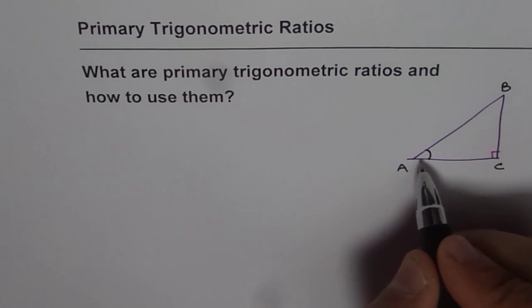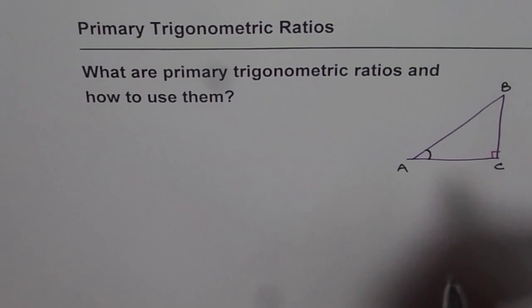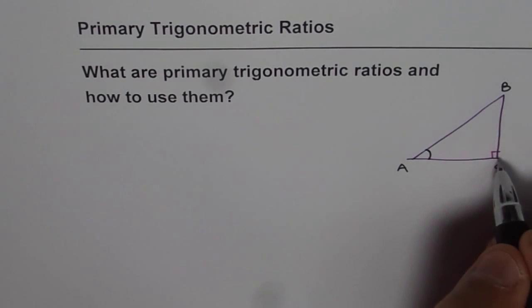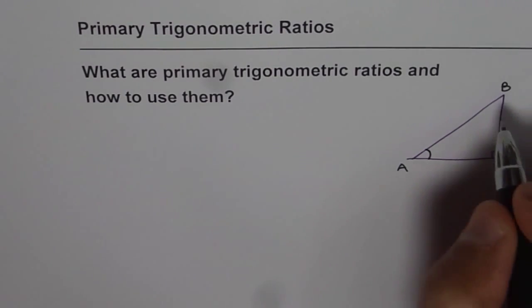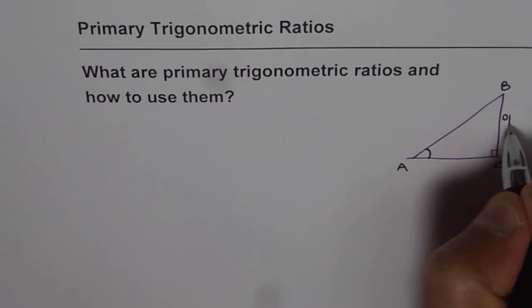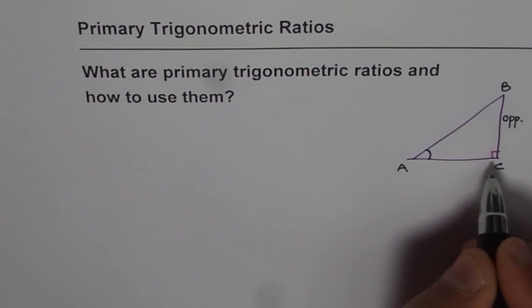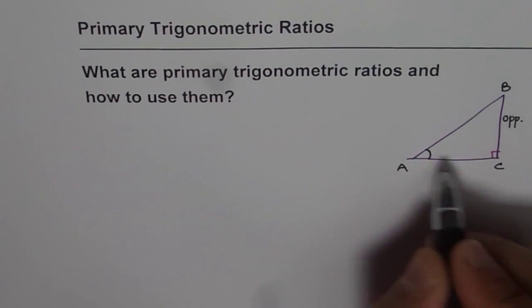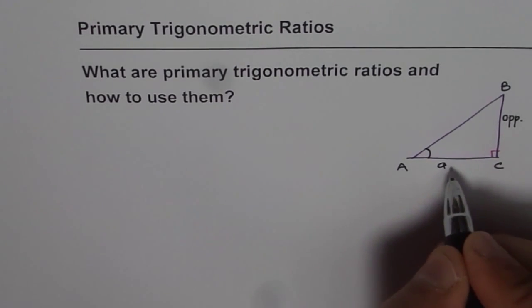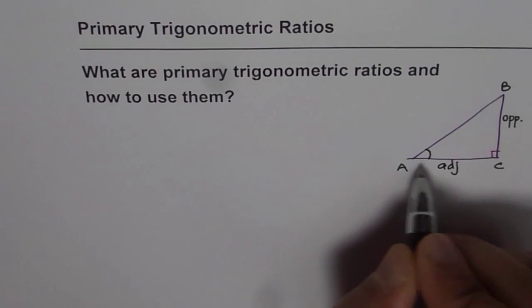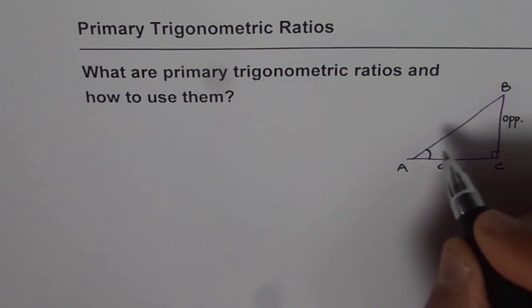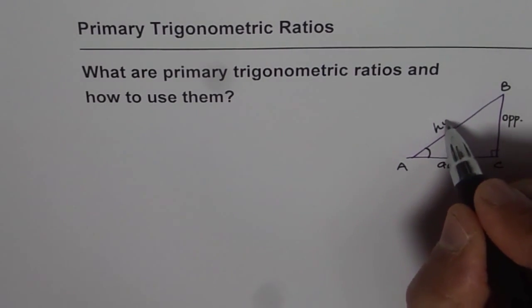Now if you see from angle A's point of view, then BC is the side opposite to angle A. So we'll say this side is opposite to angle A, and AC, the side between the angle A and 90 degrees, is referred to as the adjacent side, the base of this triangle, and AB is the hypotenuse.